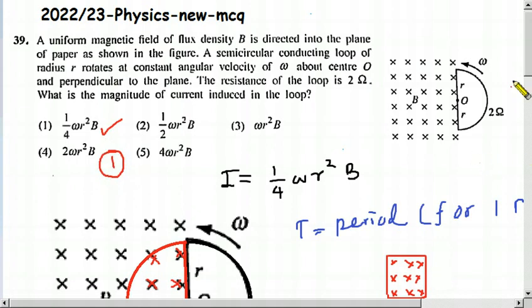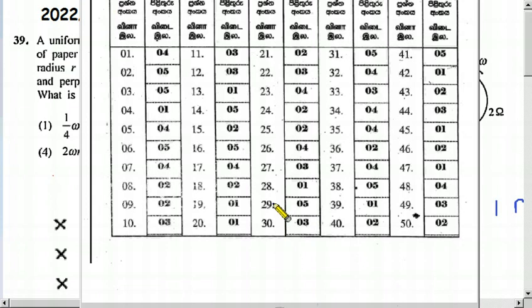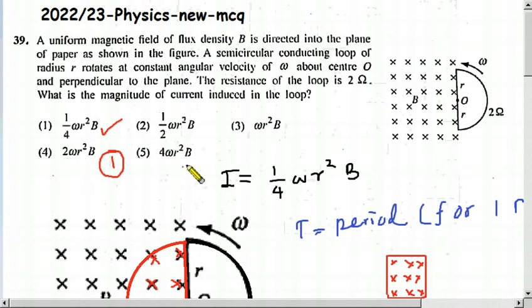Question number 39, the first one is the answer. Okay, so we have successfully solved the problem.